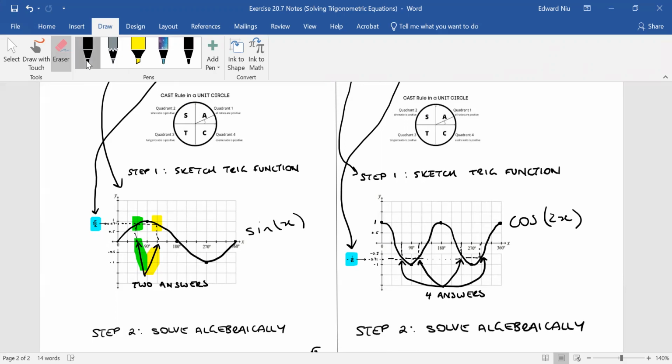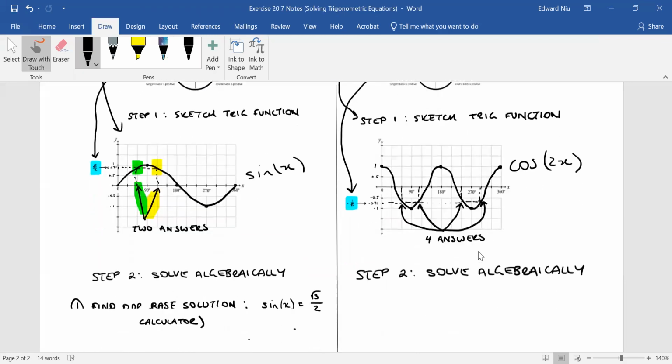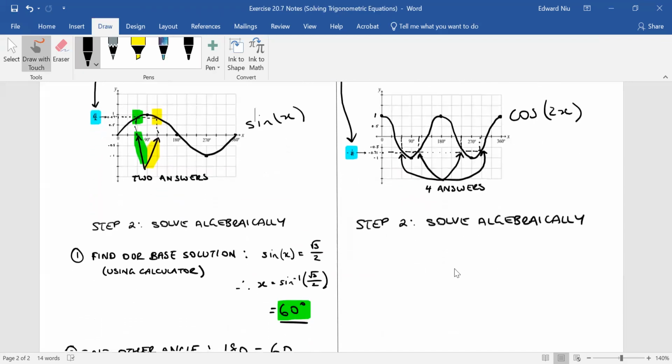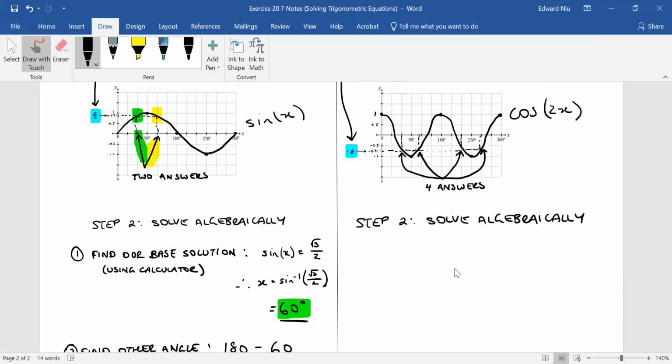And let's try and figure out these 4 answers algebraically, because again, you guys don't have the luxury of gridded paper and sketching it out and trying to draw accurate lines. You can see my lines aren't very accurate. So it might not be exactly 60 degrees, whatever that degree point is. The point being, the graph isn't accurate. That's why we need to solve it algebraically. So step 1 of 2 is to find the base solution just by using our calculator.